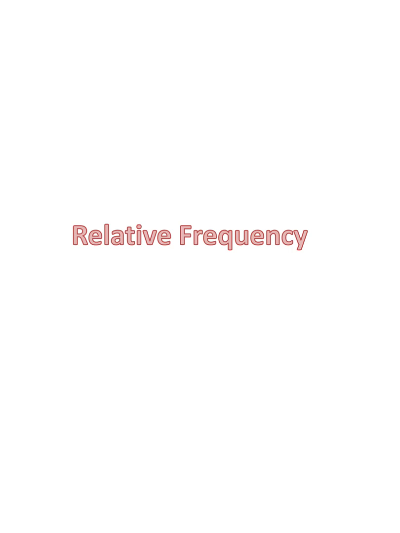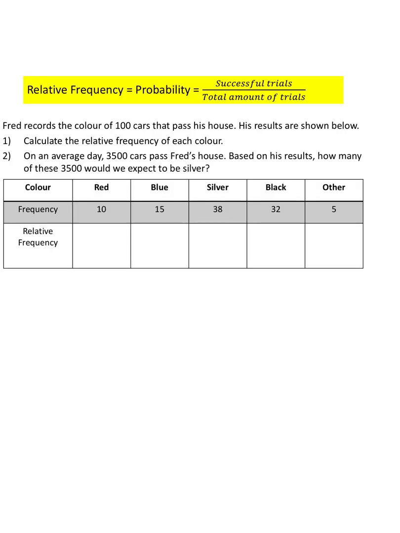Now, relative frequency. So relative frequency is basically the exact same as probability. Your successful trials over the total amount of trials. So if you look at this question here, we're given a frequency table, and then relative frequency is just your frequency as probability. So we're told that Fred records the colour of 100 cars that pass his house. So that's our total straight away.